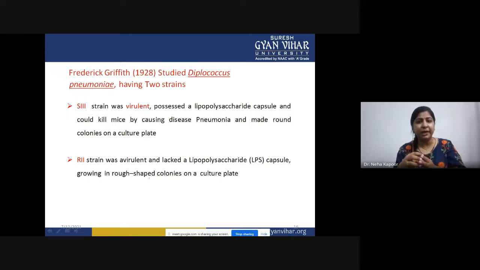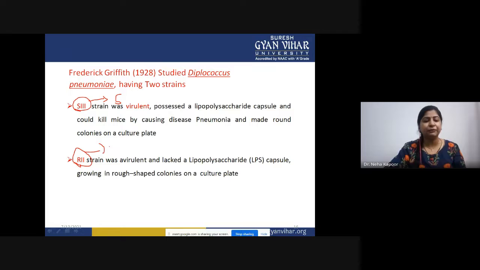on Diplococcus pneumoniae, because it was found that Diplococcus pneumoniae has two strains. One strain is S3 and another is R2. S stands for smooth and R stands for rough.